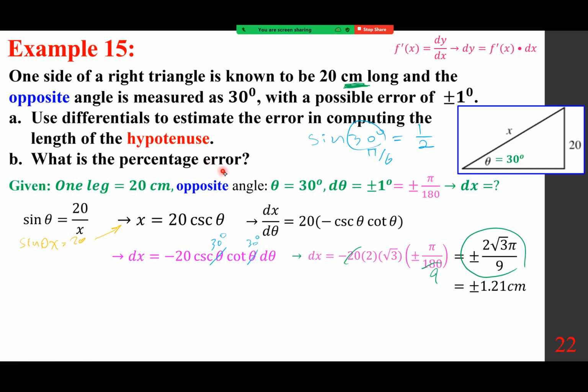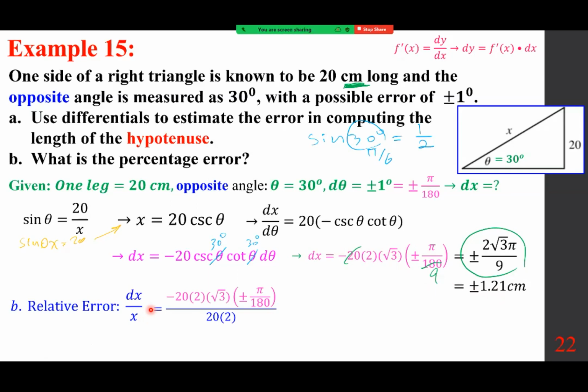What is the percent error or percentage error? It's the relative error, dx over x. By definition, the relative error is the amount of error, which is dx, over the actual value. Okay. Now, we know the dx, and we can use that. If we want to go with the precise, we can use that. Instead of that one, I would use this one, precise, for a moment. And for x, I'm going to put 20 times 2.